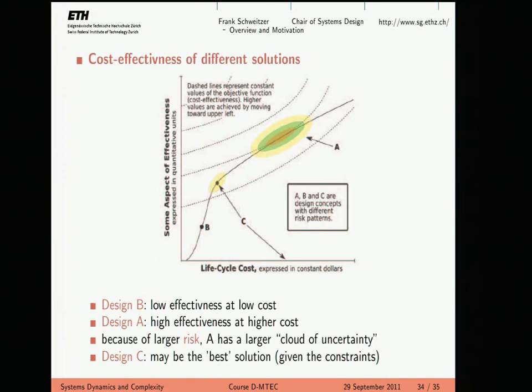The solution A has certain uncertainty, solution C as well, solution B is actually quite certain. And you see that solution B has very low effectiveness, but also very low life cycle cost. Your objective function, as a consequence, would be lower. Solution A has very high uncertainty, so you may end up here, and solution C may end up here. So in total, if you run a contour line here, solution C may become better than solution A. This is a visual way to select your solution.